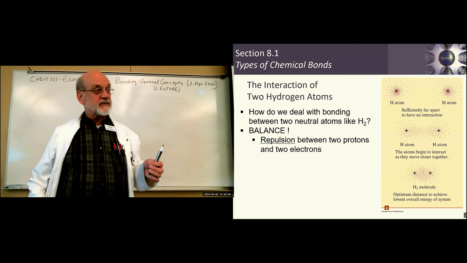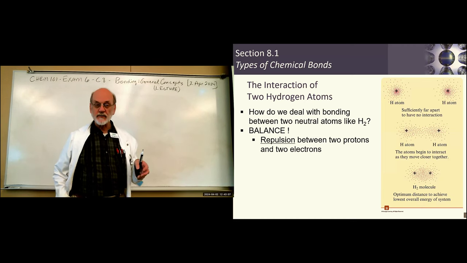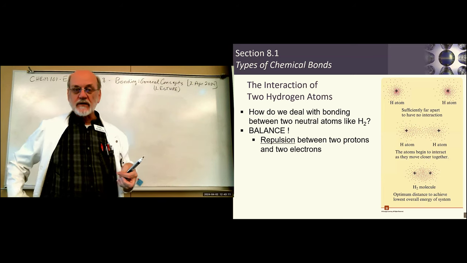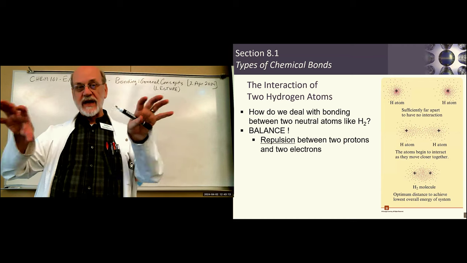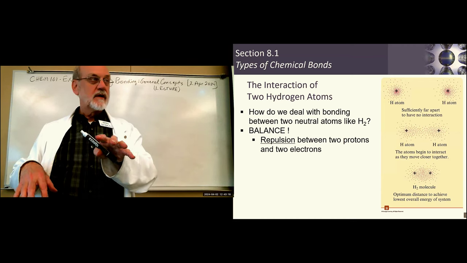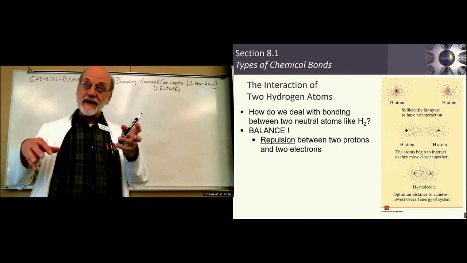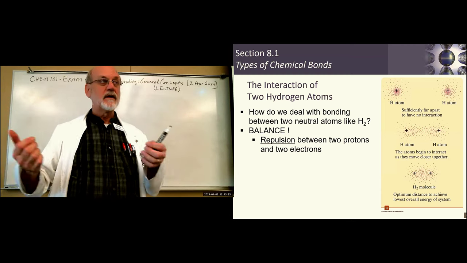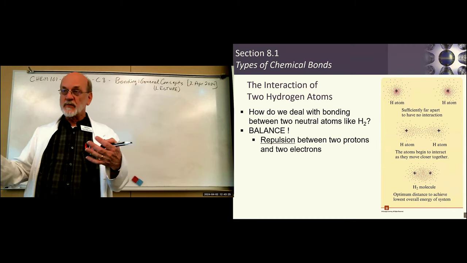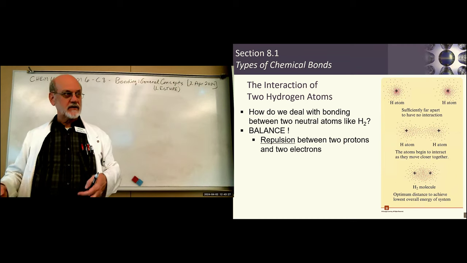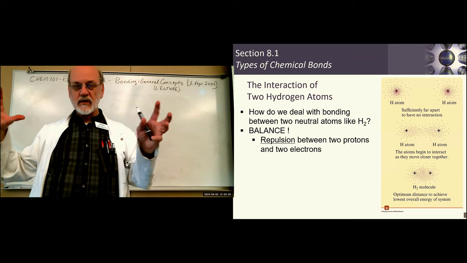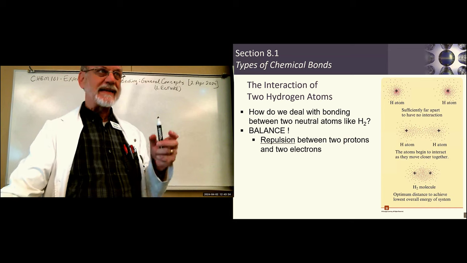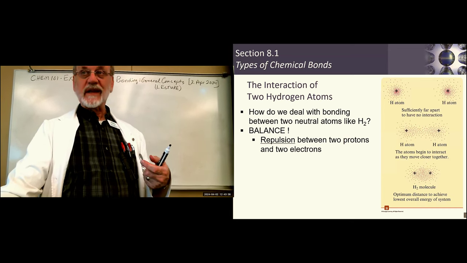Now, there's a balance that has to be considered here, the balance between repulsive and attractive forces. You've got two protons, one from each atom, and you've got two electrons. And electrostatically, the protons tend to repel, and the electrons tend to repel. But the protons and the electrons will be attracted to one another. So there's a balance. You can get them only so close, and you can't get them any closer. There's an ideal distance, what we call the bond length.